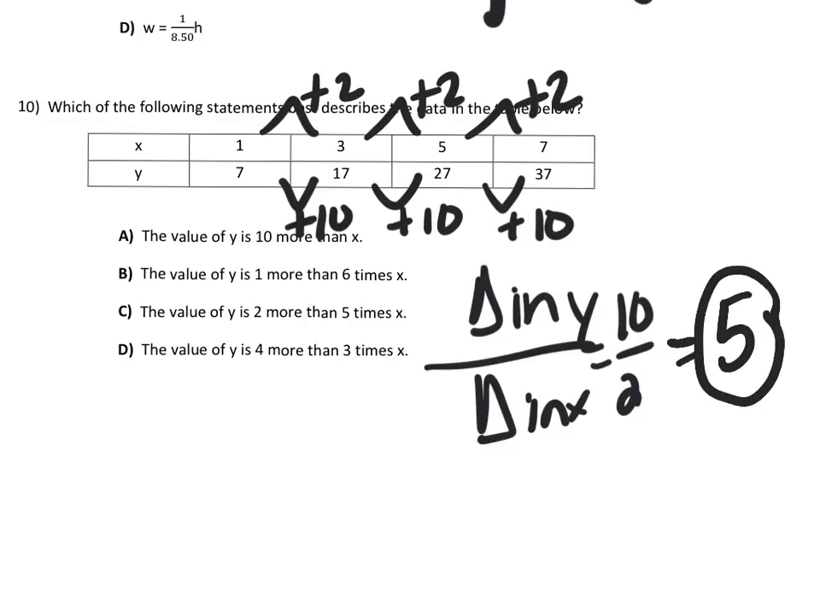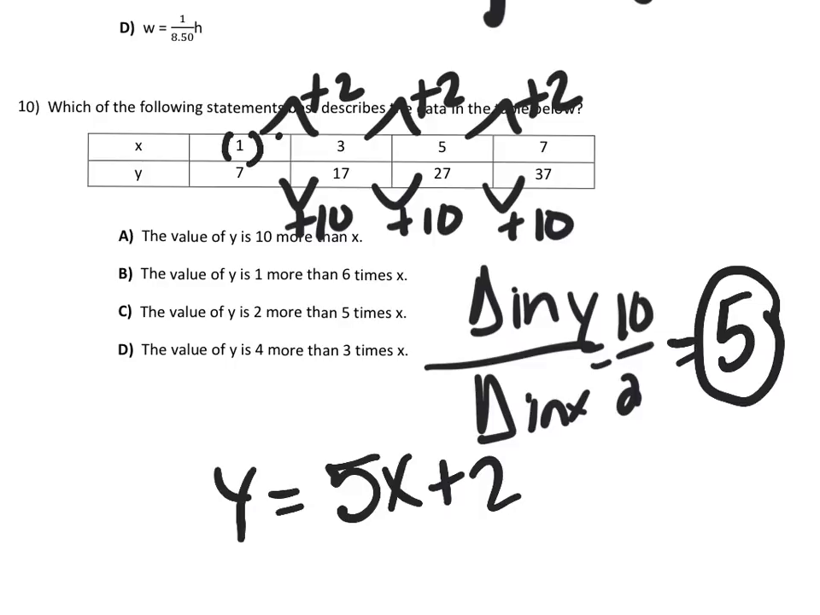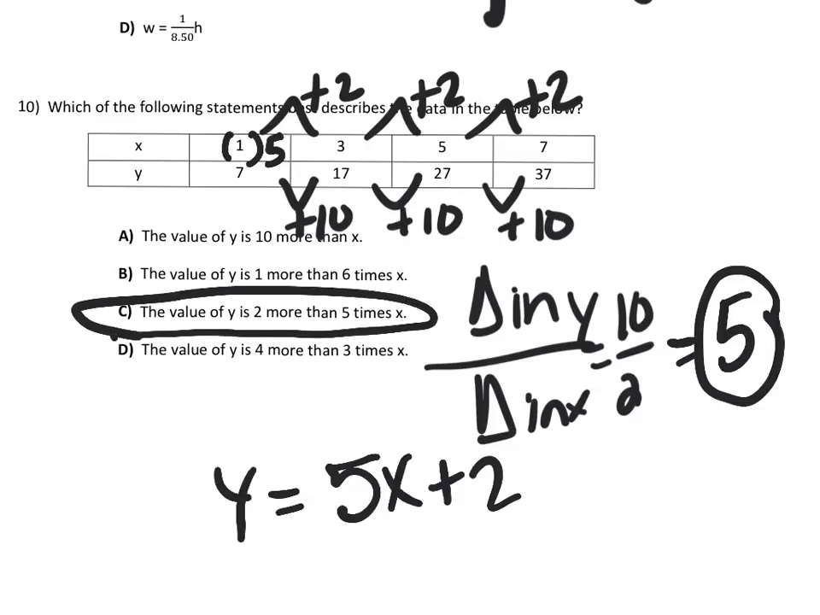What did I find here? 5. Which would be this, right? And then, but that doesn't finish it because it's really 5X plus 2. Because 1 times 5 is 5. How do I get to 7? Plus 2. So that gives us Y is 2 more than 5 times X. Okay?